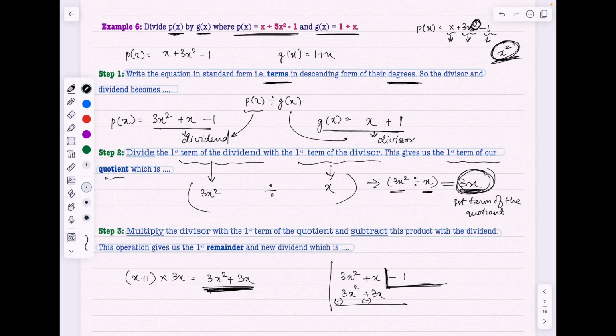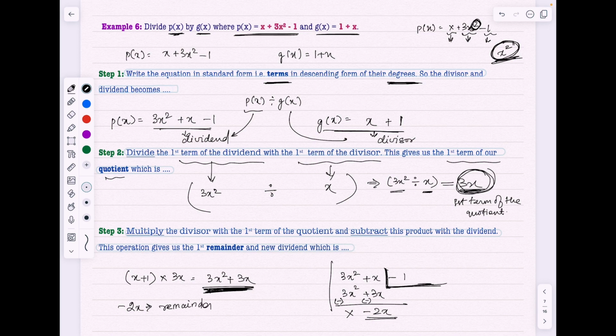So what are you getting? I write the whole polynomial as it is, and because of subtraction I change the symbol at the bottom. Why do I write this as minus? Because I am subtracting 3x square plus 3x, so at the bottom I change the symbol. So 3x square minus 3x square is 0. Then x minus 3x is minus 2x. So we are getting minus 2x as the remainder.